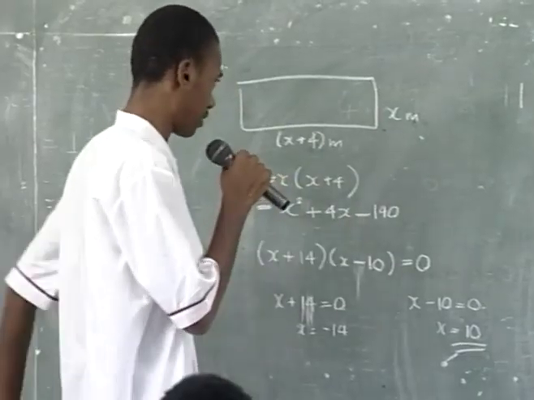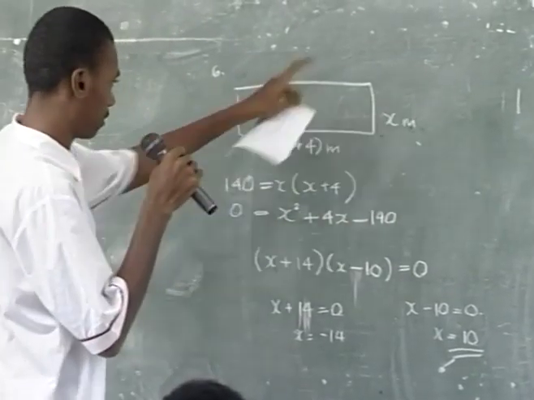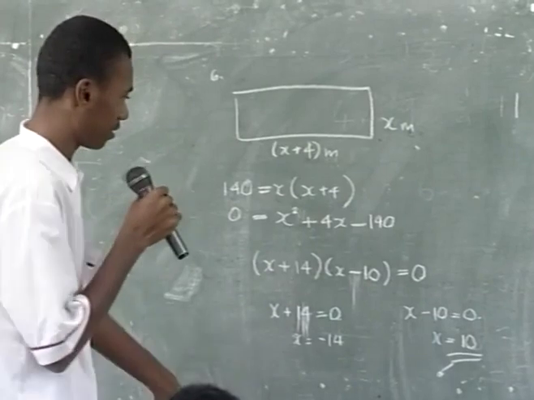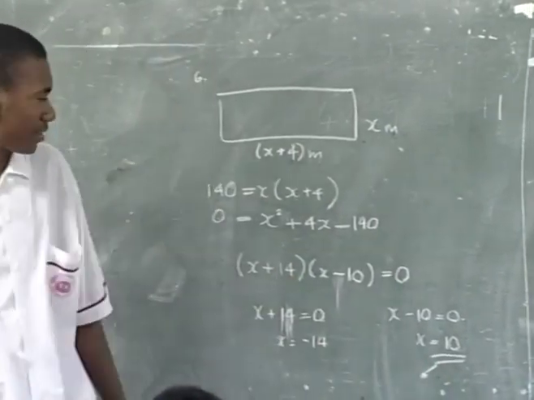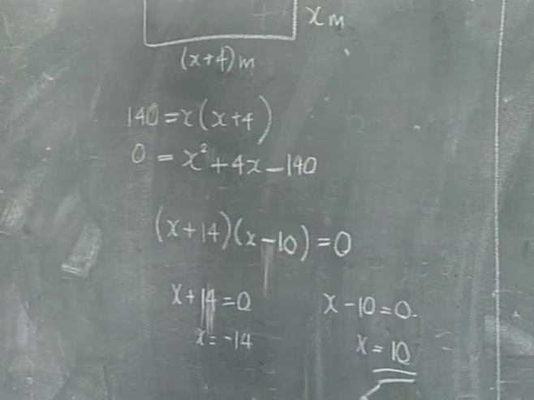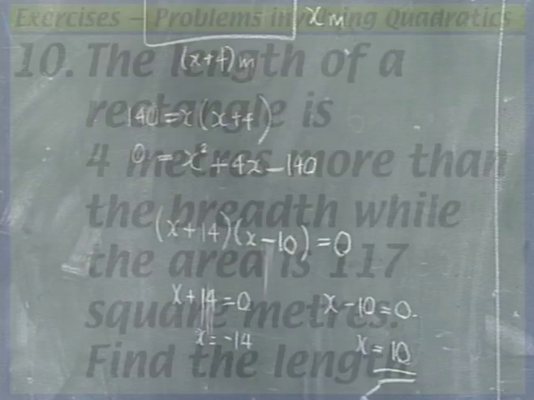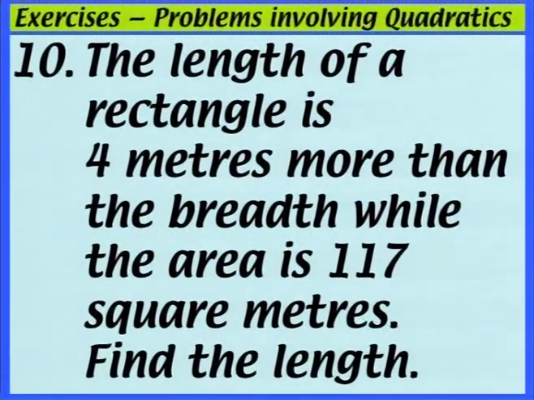And since it's asking for the quantity, we need a positive number. Therefore, our answer is 10 meters. Question 10 reads, the length of a rectangle is 4 meters more than the breadth, while the area is 117 square meters. Find the length.